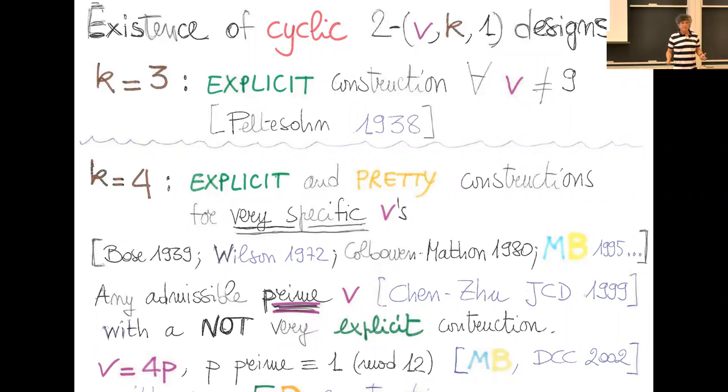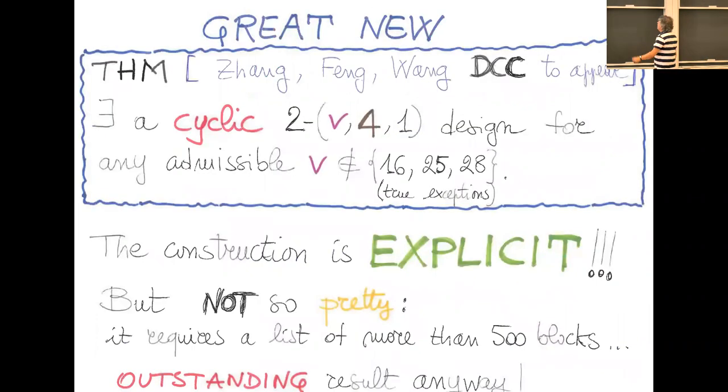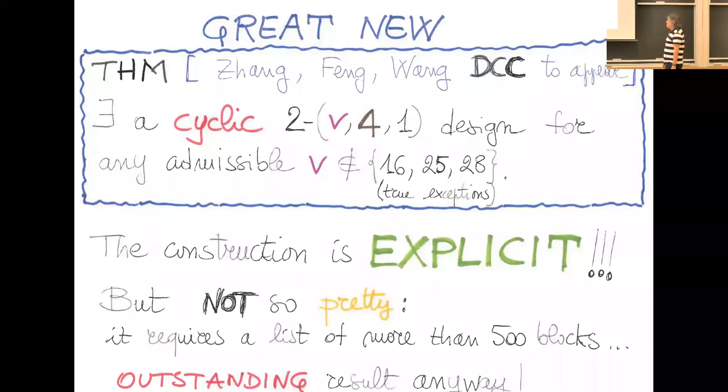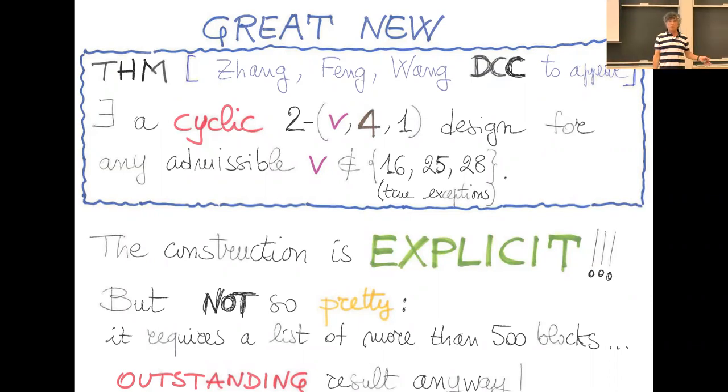very far from the final solution, which are the values of v for which there exists a cyclic 2v for one design. Well, great news. Very recently, these three Chinese guys, Zhang, Feng, and Wang, actually completely solved the problem. There exists a cyclic 2v for one design for any admissible v. The trivial conditions for the existence are v congruent 1 or 4 modulo 12, with these definite exceptions 16, 25, and 28. This is really an outstanding result because the result is expected.